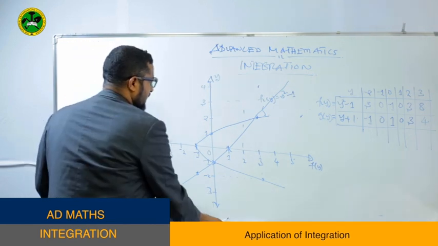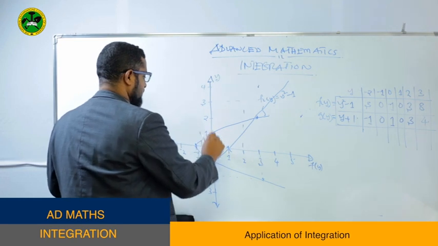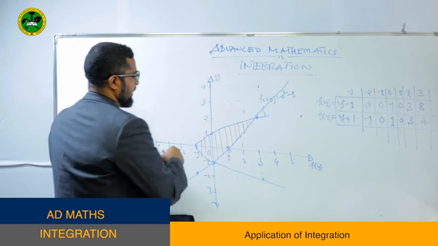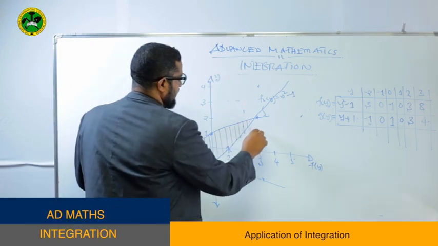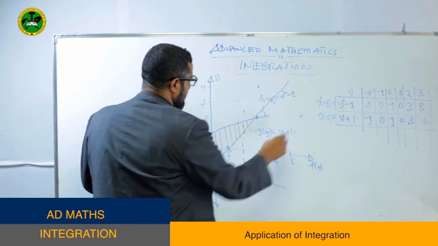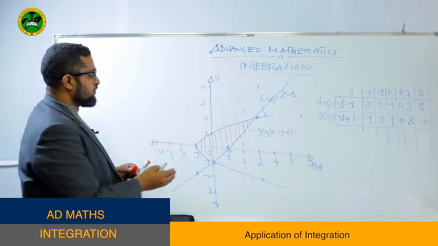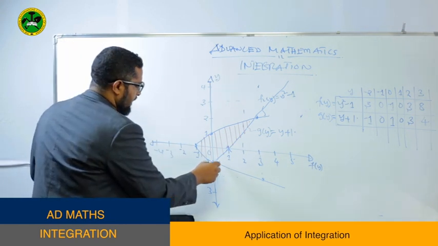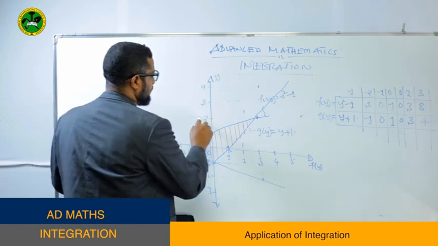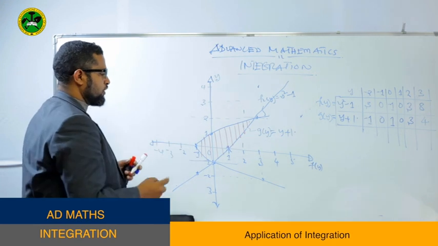So this is the area that we are supposed to find or to determine. This is the area. And this function is g of y, that is y plus 1. Now the area is from negative 1 to positive 2. So this is the area that we are going to calculate.